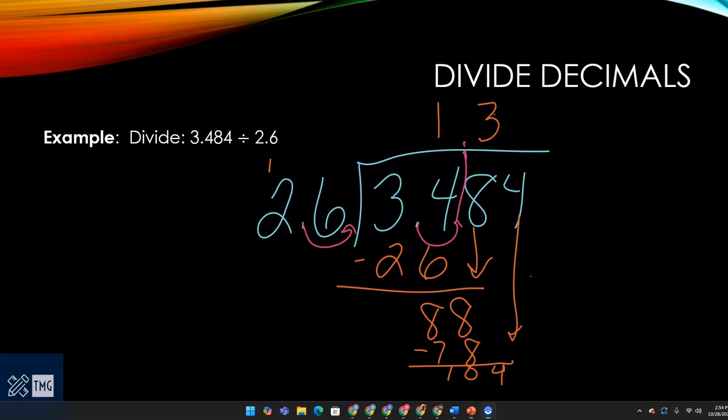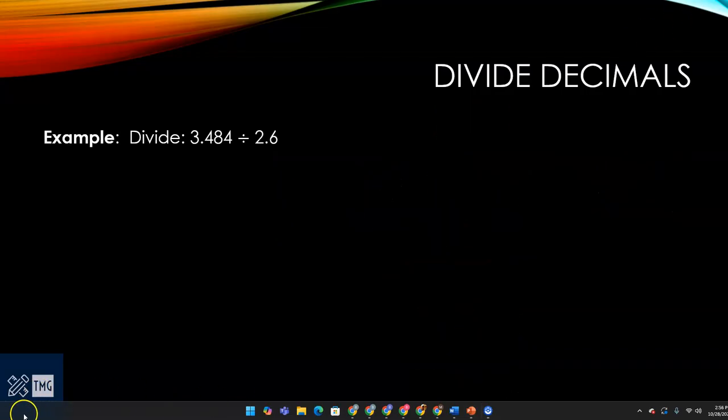So now when I look at this, 26 goes into 104 4 times. So 4 times 6 is 24, carry my 2. 4 times 2 is 8, plus 2 is 10, and I end up with 0 remainder. So my answer is 1.34. Now, remembering our steps, let's remember our steps.